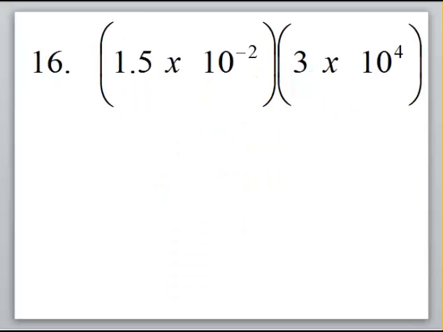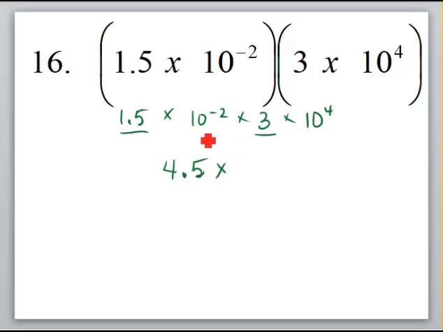In my last two problems here, what I really have is parentheses, which means I'm multiplying, but everything in between is being multiplied as well. So we can multiply these in any order we so desire. Because of the rules of multiplication, and that being we can do it in any order we want, it would be much easier for me to multiply 1.5 times 3, which gives me 4.5, and then to use my rules of exponents, which says keep your base and add your exponents together. Negative 2 plus 4 is 2.